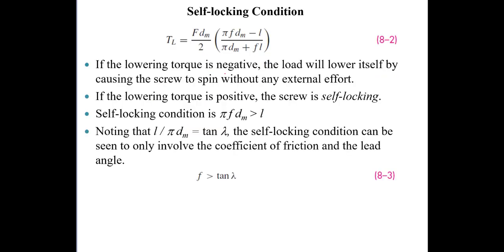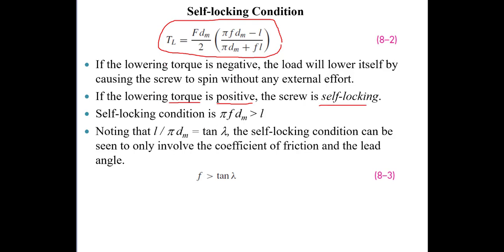And so the most interesting result that we get out of this is something called the self-locking condition. So this is the equation for the lowering torque. If the lowering torque is negative, the load will lower itself. Well, this is not something you generally want. When you jack up a car using a scissor jack, you don't want it to just lower itself under the weight of the car. So you want to make sure that the lowering torque is positive. So you have to apply a force to lower it. And under those conditions, the screw would be self-locking.